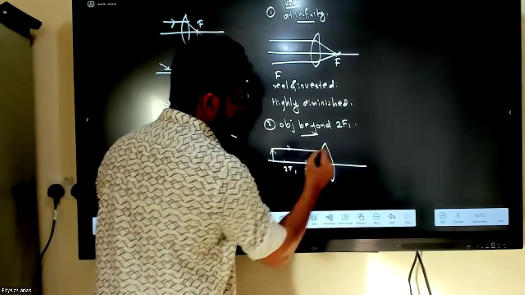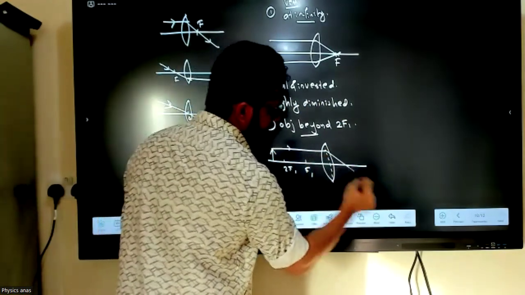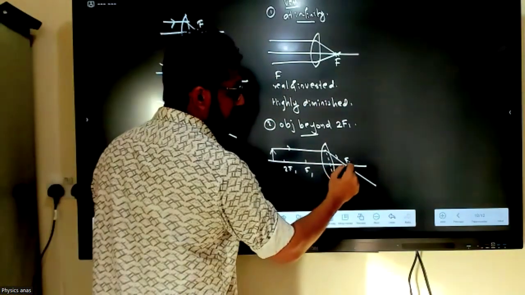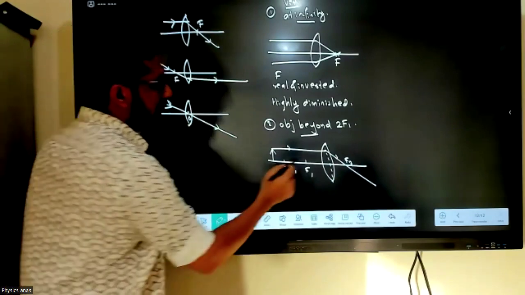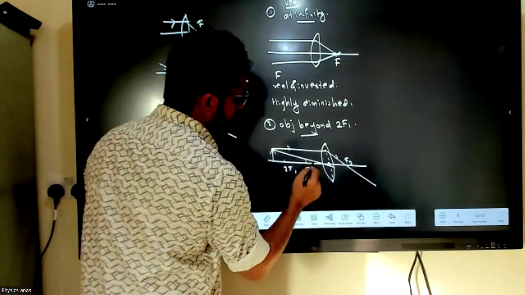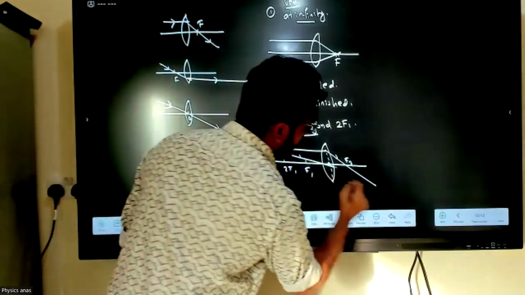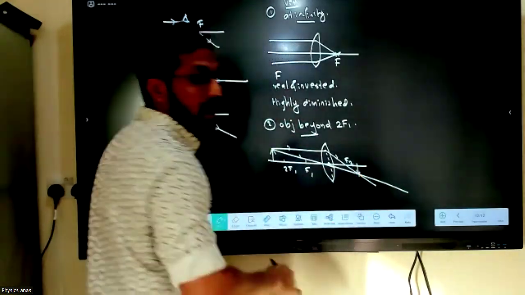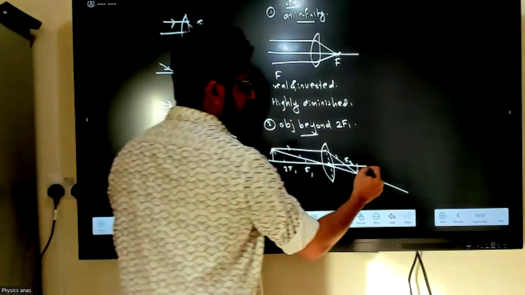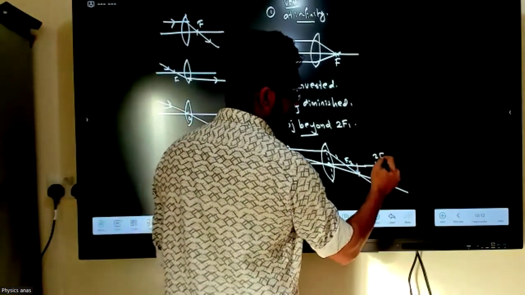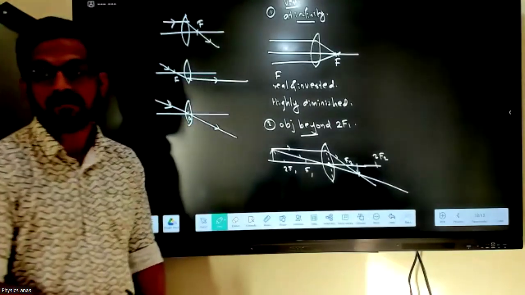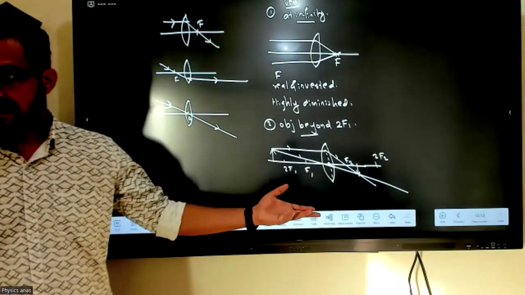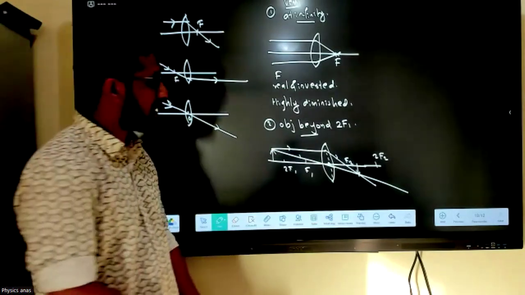First light ray is like this. It is refracting and passes through the principal focus like this. Okay, that's f2. Now the second light ray is coming towards the optical center, and it will be going like this, and you will get an image like this. That image will be between f2 and 2f2. So the image will be between 2f2 and f2, and it will be real and inverted and diminished.